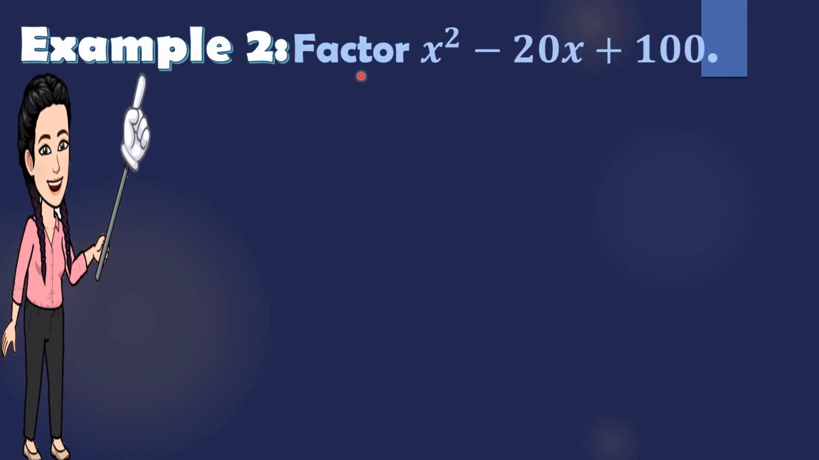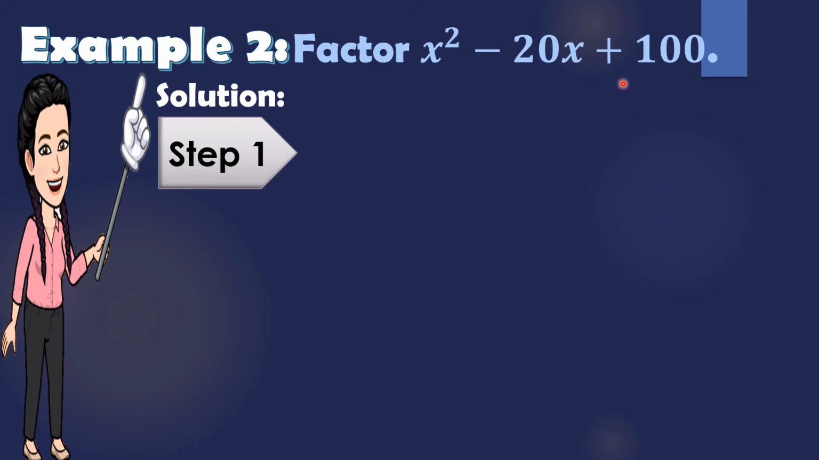Another example, factor x squared minus 20x plus 100. Step 1, mag-isip tayo ng two numbers na kapag minultiply ang sagot ay 100 at kapag in-add ang sagot ay negative 20. Observe nyo to ha, kapag positive to, ibig sabihin pareho ang sign ng factors. So, pwedeng parehong positive or parehong negative. Pero since negative ang sign ng middle term, ibig sabihin ang gagamitin natin na factors ay parehong negative.